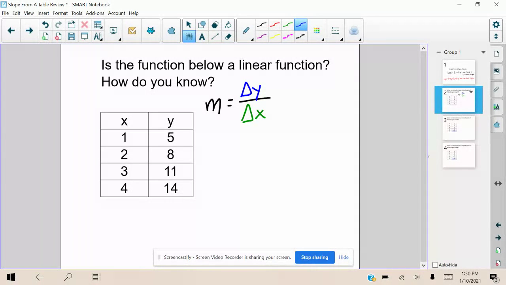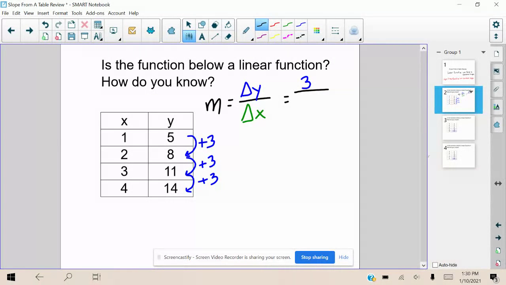Well, we start with the first value of 5, and that increases to 8. How did we get there? We add 3. We go from 8 to 11. We add 3. We go from 11 to 14. We add 3. So it looks like we have a constant change in our y value, which is going to be equal to positive 3.